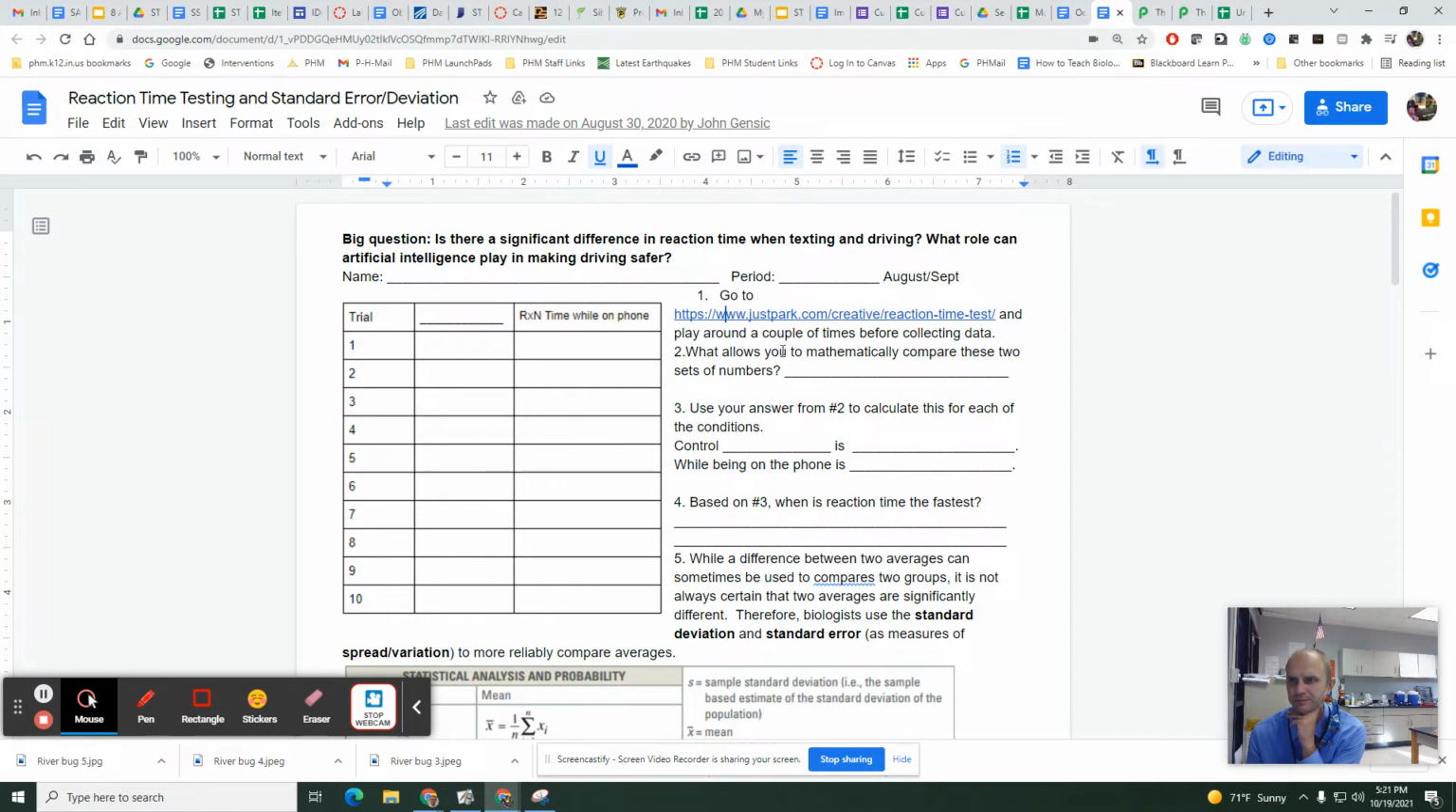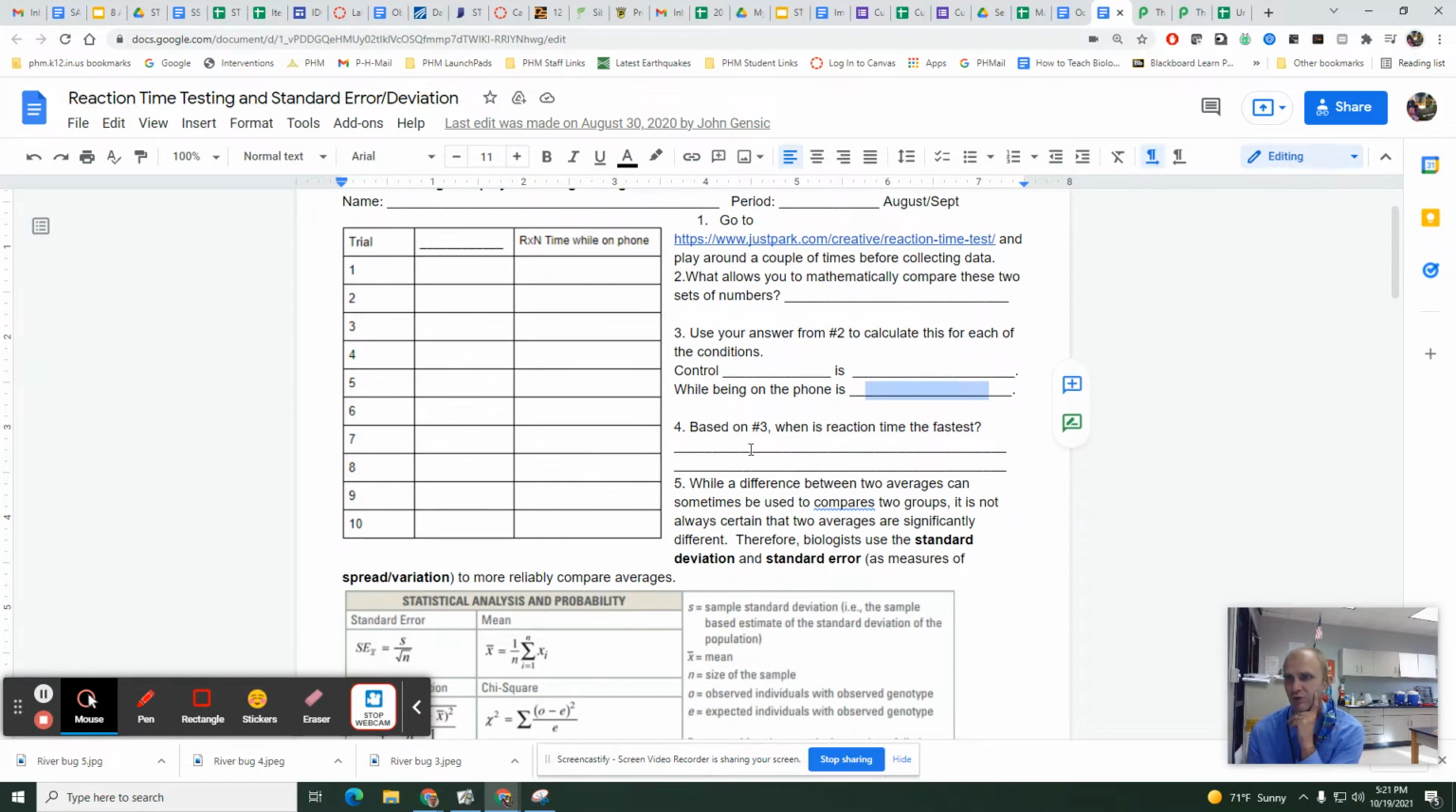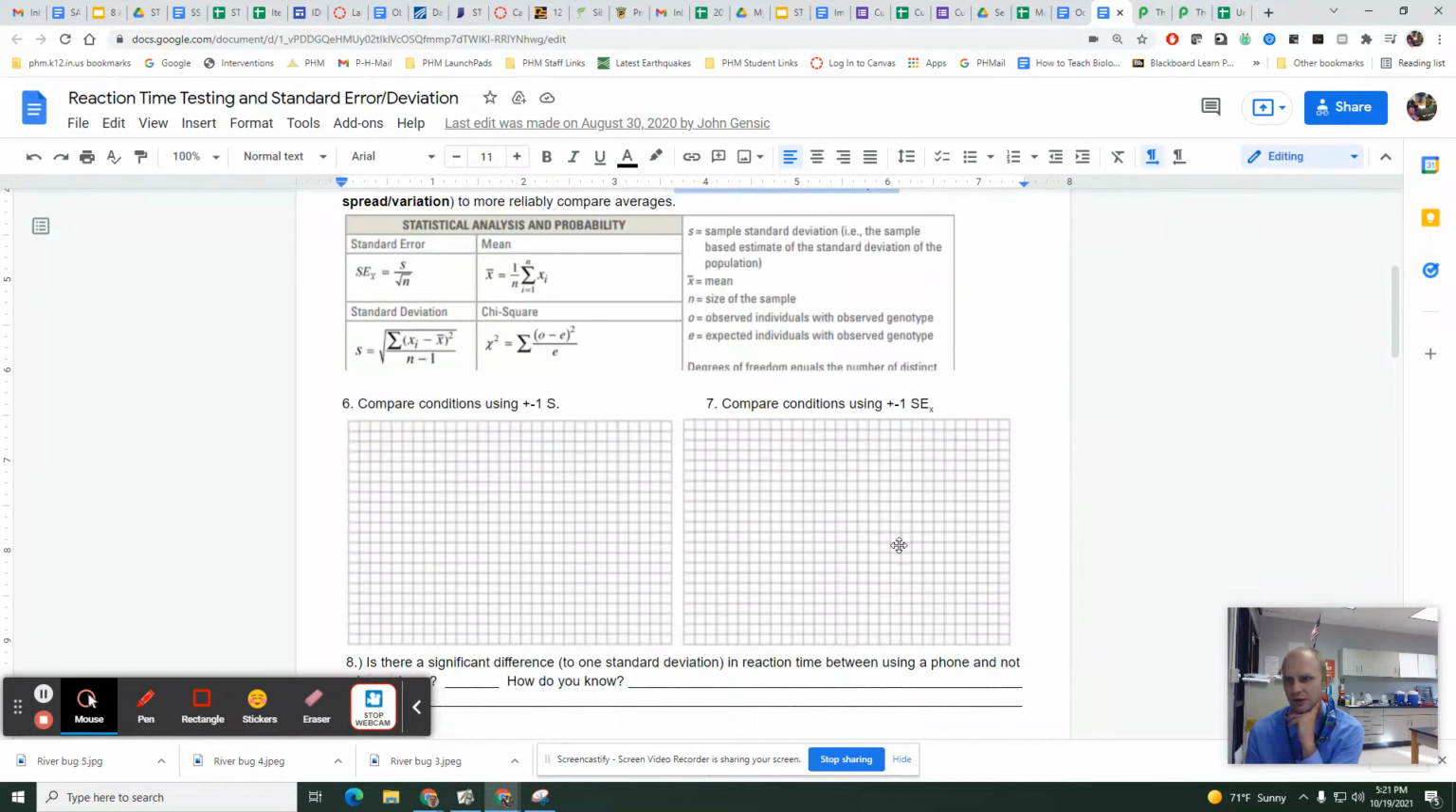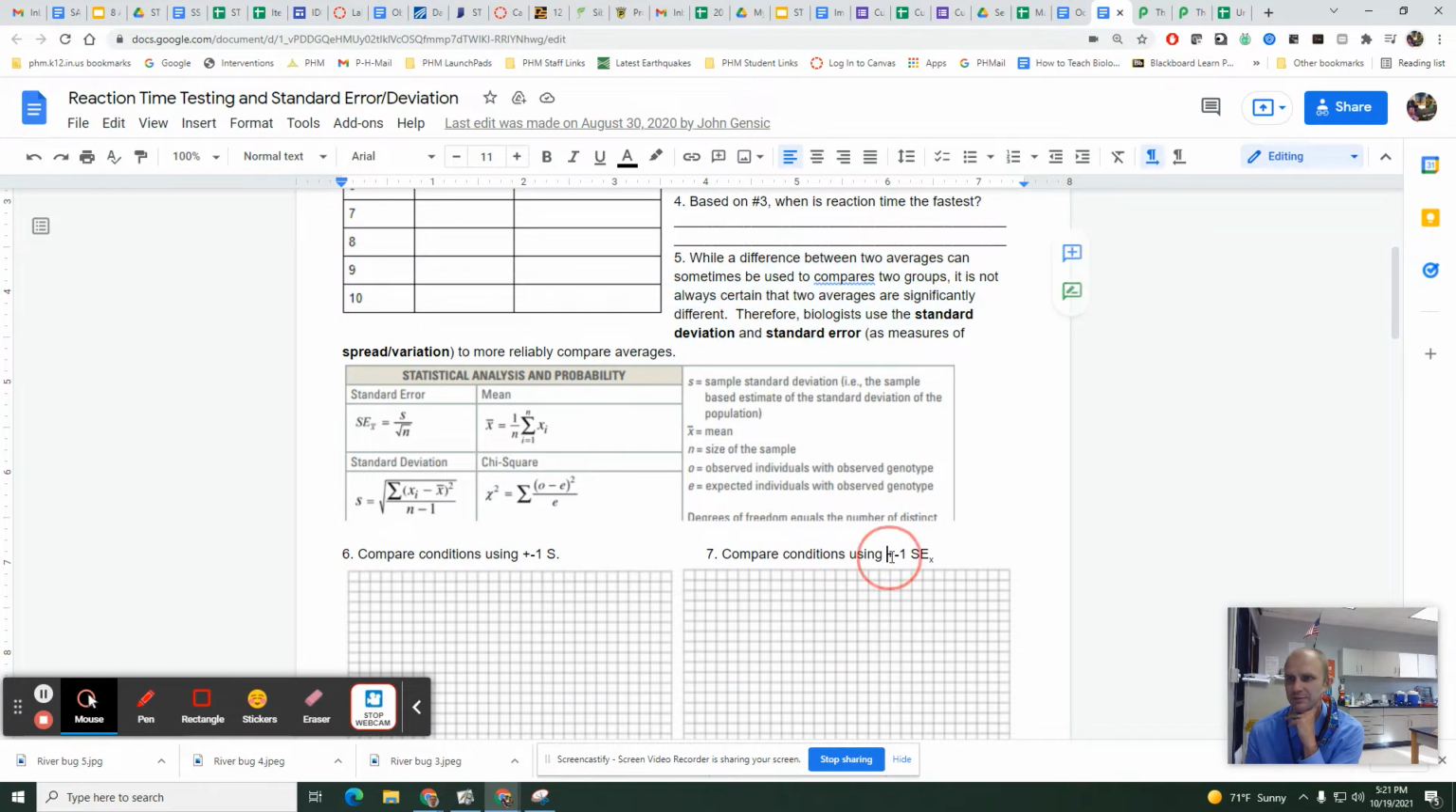All right. What allows you to mathematically compare these two sets of numbers? That's the average. Use your answer number 2. The control average is whatever it is. The average on the phone is whatever it is there. So based on just looking at the averages, what do you think the reaction time is fastest? Look at that. So then read through this about standard deviation, standard error. Standard error is another way to measure variation. So we've done standard deviation, which is S. Now here are the formulas for it. You don't need to use those formulas. You already did it on the spreadsheet.